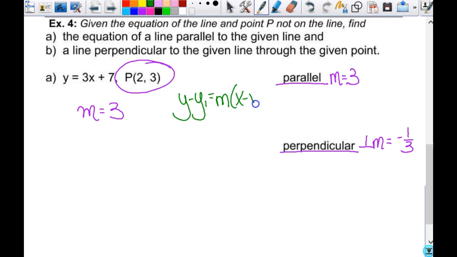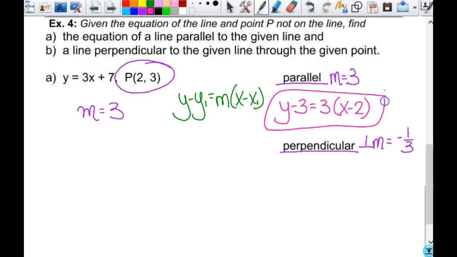M times x minus x1, right? So I'm going to write my equation. I'm using this point and this slope for parallel. So this would give me y minus 3 equals 3 times x minus 2. Then what? We're done. There you go. That's pretty exciting because I'd have to do more if I was going to do the other, right?